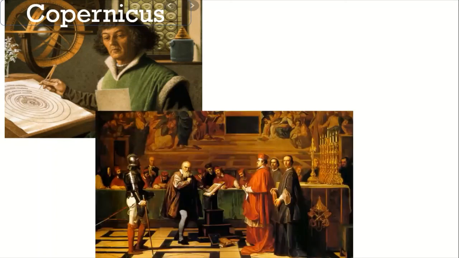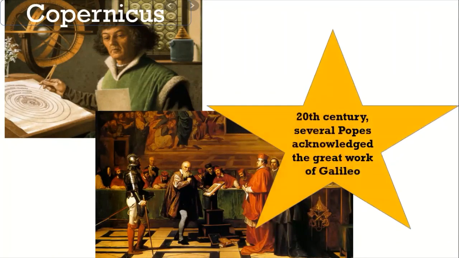Next, who is this person? Copernicus, right? Fifty years back, he had already found the theory that the earth revolved around the sun. After that, Galileo improved it. Next, this is the court. The church didn't believe it, and they brought Galileo to the court. They told him that he's a non-believer, and he was sent to prison. And then last, what happened? In the 20th century, several popes acknowledged the great work of Galileo. Till here we learned. So this is the entire chapter.